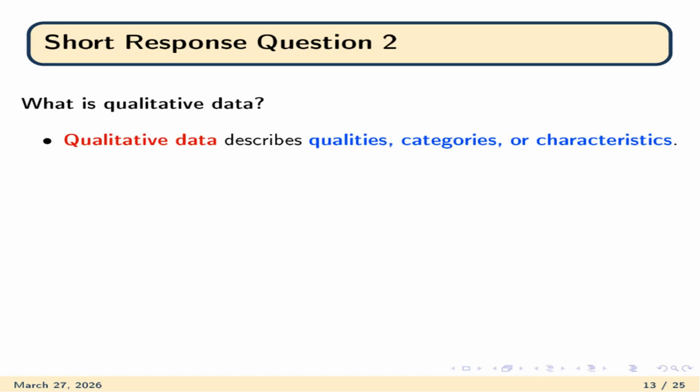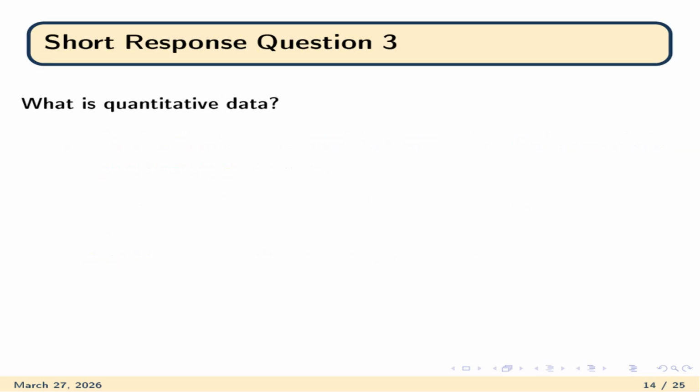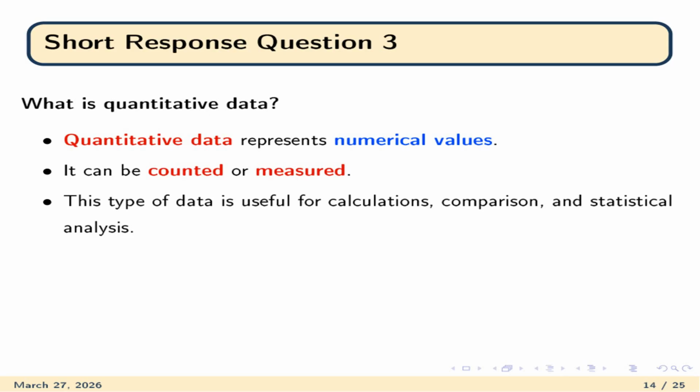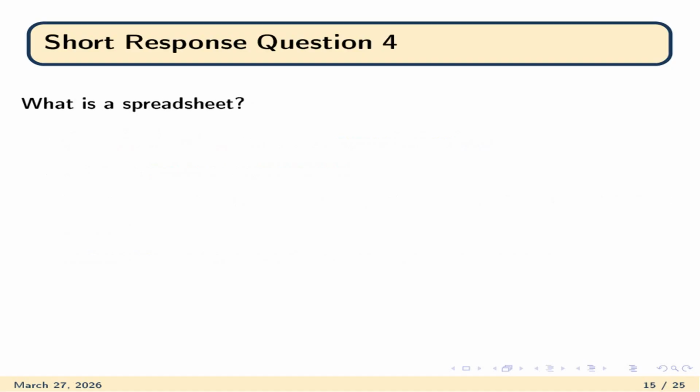What is qualitative data? Qualitative data describes qualities, categories, or characteristics. It is non-numerical in nature. It is used when data is expressed in words or labels rather than numbers. Examples, gender, colors, nationality, and name. What is quantitative data? Quantitative data represents numerical values. It can be counted or measured. This type of data is useful for calculations, comparisons, and statistical analysis. Example, marks, age, height, weight, and temperature.